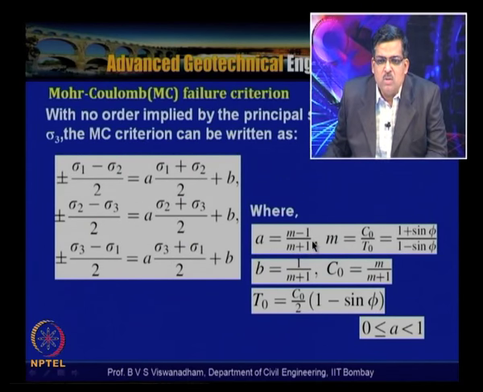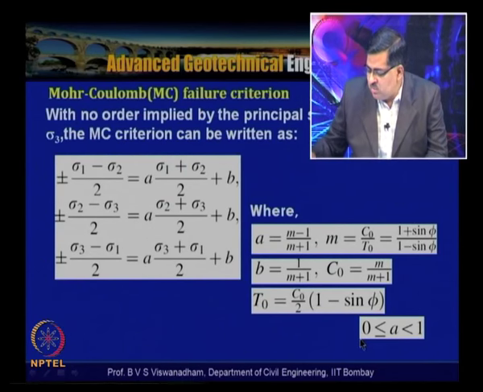where A is equal to (M minus 1) by (M plus 1), and M is equal to C naught by T naught, which is nothing but (1 plus sin phi dash) by (1 minus sin phi dash), and B is equal to 1 by (M plus 1), and C naught is equal to M by (M plus 1), where T naught is equal to C naught by 2 into (1 minus sin phi dash), where A is within 0 to 1, that is 0 less than or equal to A less than 1.